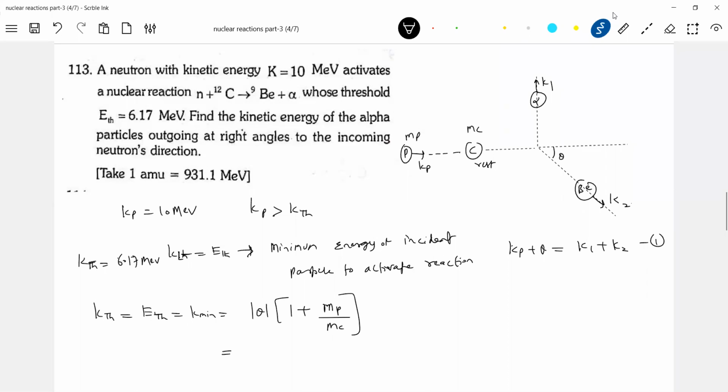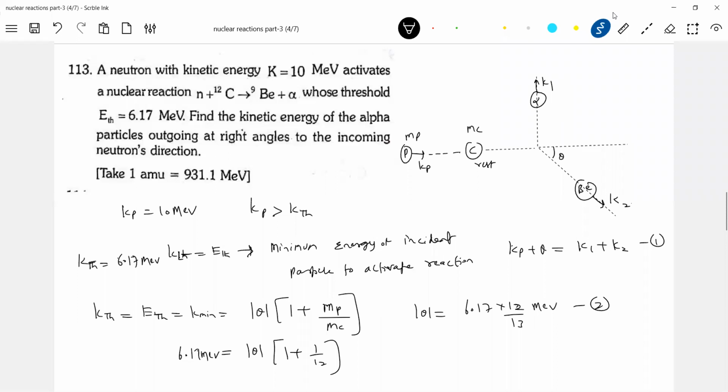So now we know this, how much? 6.17 megaelectron volt, mod of Q, 1 plus, how many? 12 will be there. So what is the mod of Q? This will be 6.17 into 12 by 13 megaelectron volt. This is the value of Q. It is negative. Don't substitute positive here in equation 1. Okay, got this? So from this is equation 2.